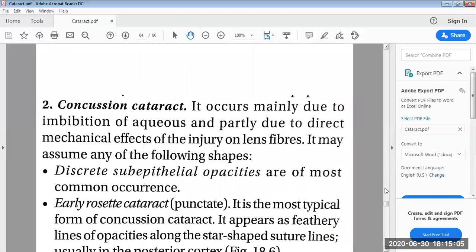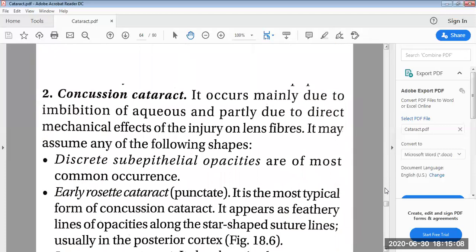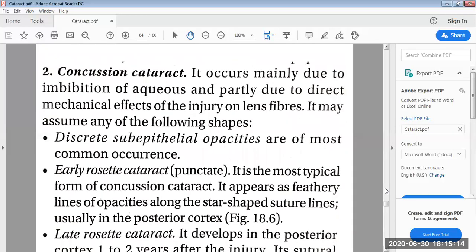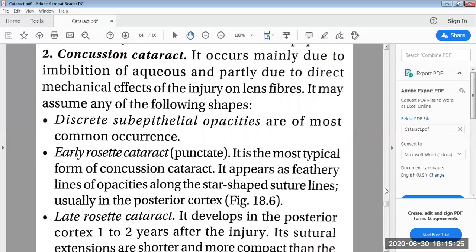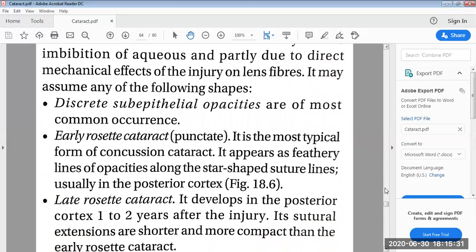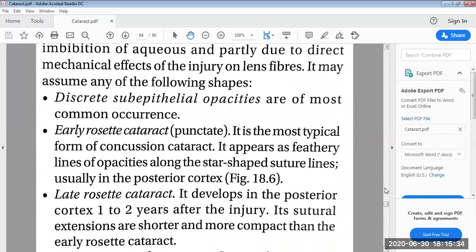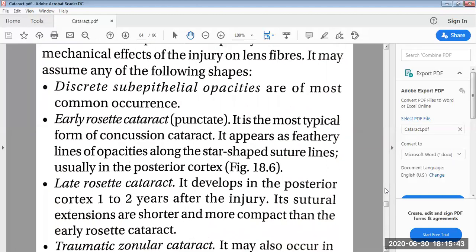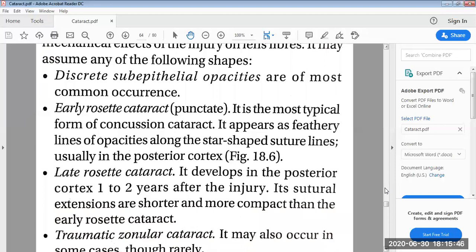The next type of cataract is the concussion cataract. It occurs mainly due to imbibition of aqueous and partly due to direct mechanical effects of the injury of lens proteins. It may assume any of the following shapes, like discrete subepithelial opacities, which are of most common occurrence. The early rosette cataract punctate, it is the most typical form of concussion cataract. It appears as feathery lines of opacities along the star-shaped suture lines, usually in the posterior cortex.